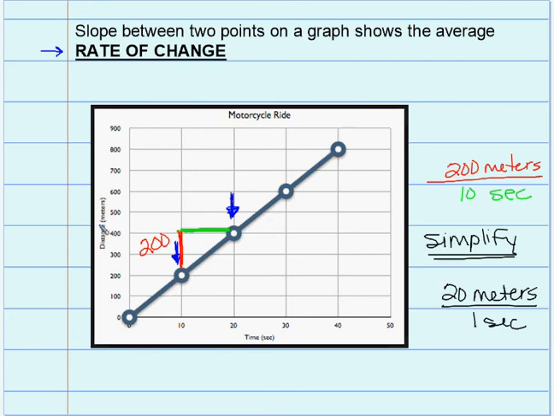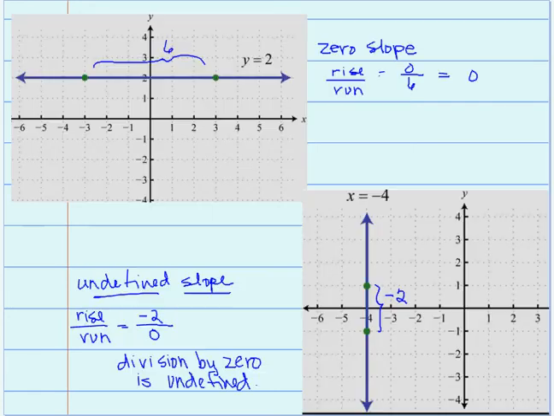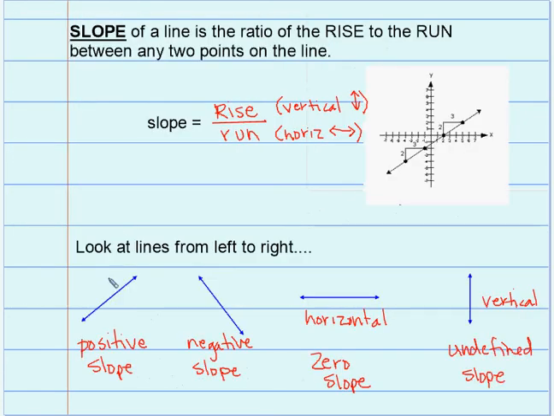So if you have questions about slope, I know there's a lot for you to remember, especially the positive, negative, horizontal lines are zero slope and vertical lines are undefined slope.